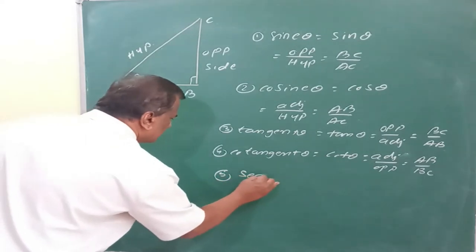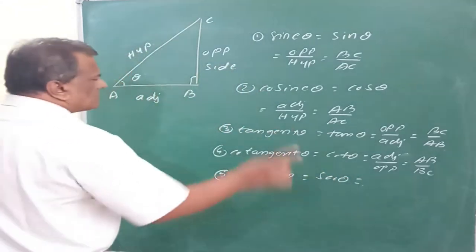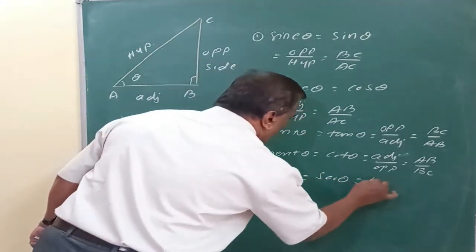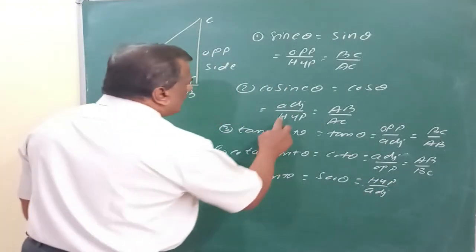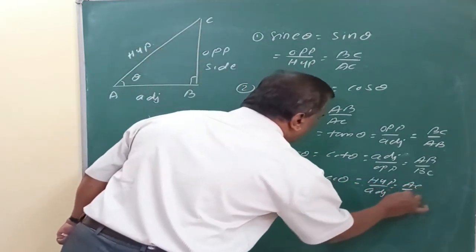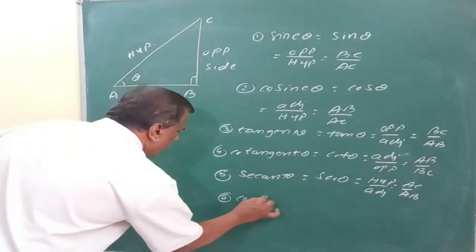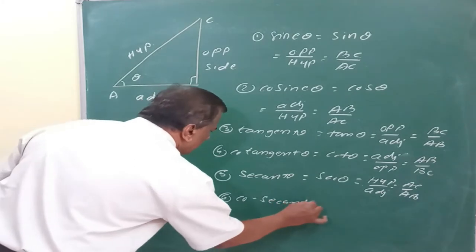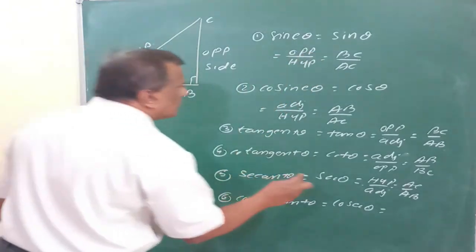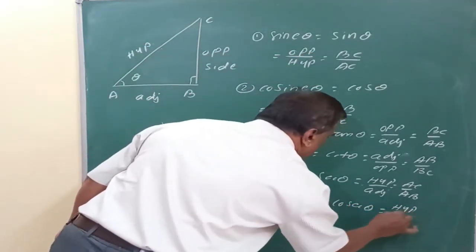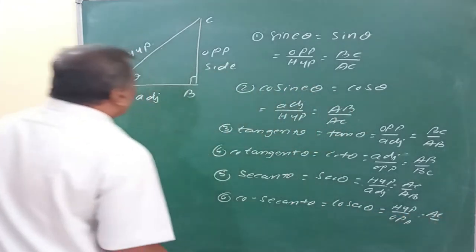Fifth one, secant theta, in short sec theta, reciprocal of cos theta: hypotenuse upon adjacent, that is AC upon AB. Last one, cosecant theta, cosec theta, reciprocal of sine theta: hypotenuse upon opposite side, AC upon BC.